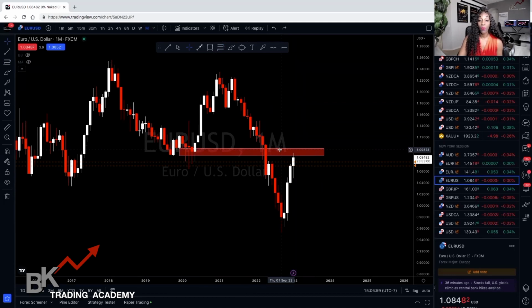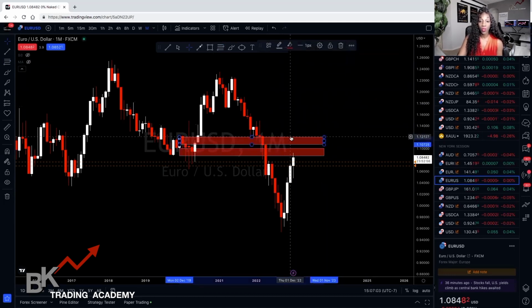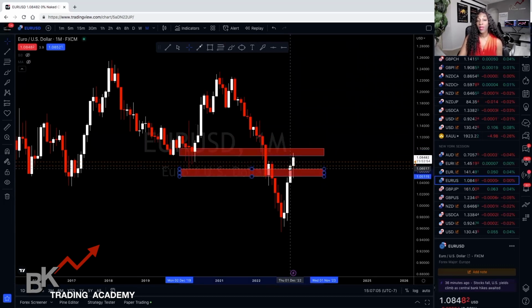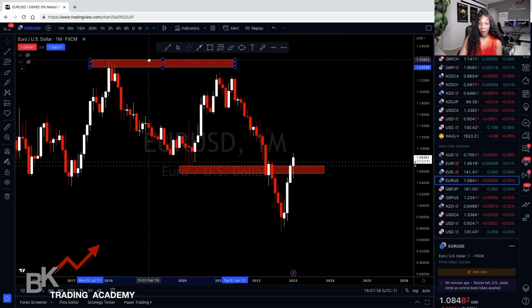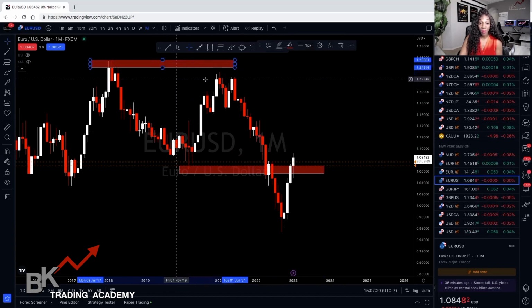So let's go ahead and clone this zone here, and then we're going to bring it down to an area below price. So you always want to keep a level above price and a level below price. And you want to make sure that it's either a very strong supply or demand zone. So for example, this would be a supply zone, where there's a great imbalance between buyers and sellers.